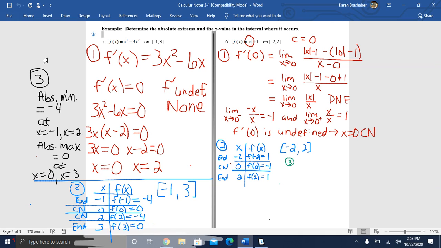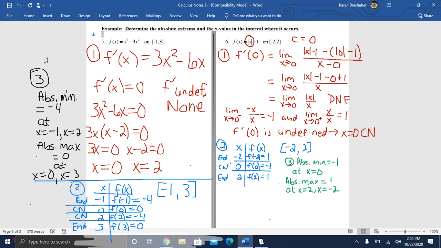So step number 3, you have an absolute minimum. That absolute minimum value is -1, and that occurs at x equals 0. And then you have an absolute maximum, and that value is 1. And that occurs at 2 places, when x equals 2 and when x equals -2.